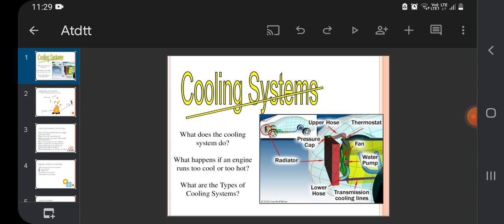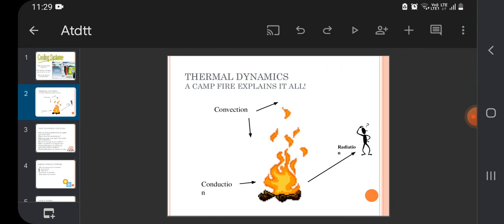What does the cooling system do? What happens if an engine runs too cool or too hot? What are types of cooling systems? Thermal dynamics: a campfire explains it all. Convection, conduction and radiation.